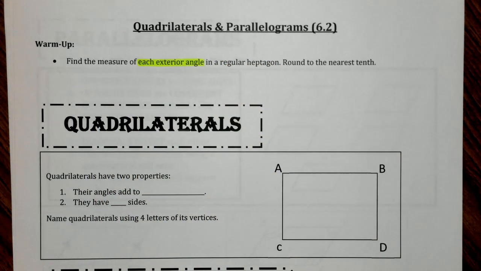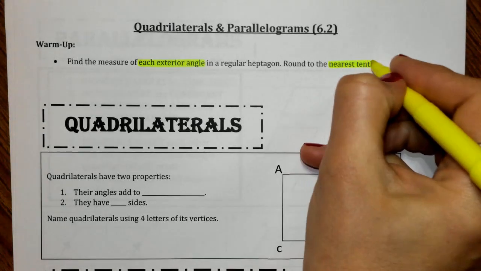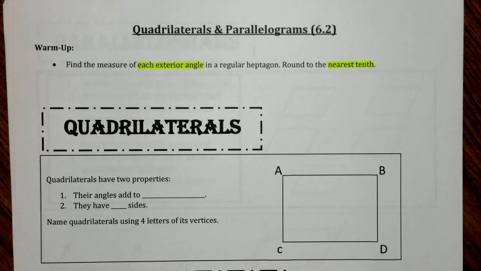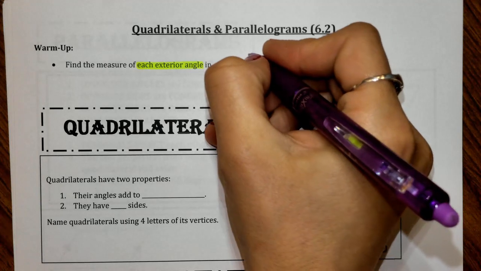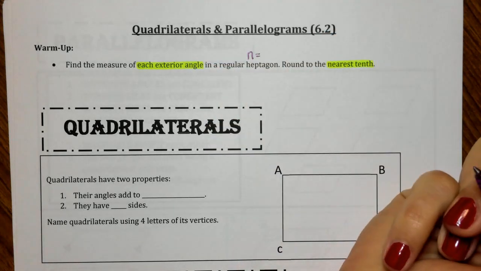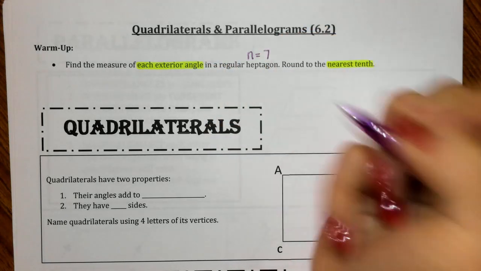And we're looking at a regular heptagon. We want to round to the nearest tenth. Okay, that's what we're going to be rounding to. Now with a heptagon, we need to remember all the way up to at least a decagon, between a triangle through a decagon, how many sides we have. Heptagon, remember that n is the number of sides. Heptagon is going to be 7 sides.